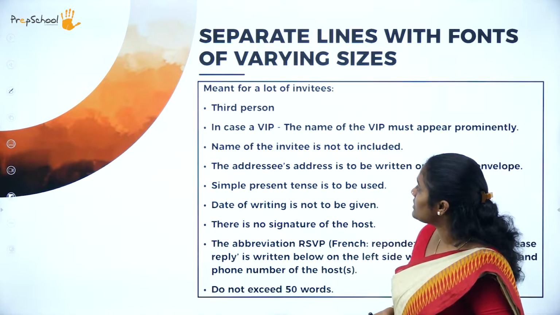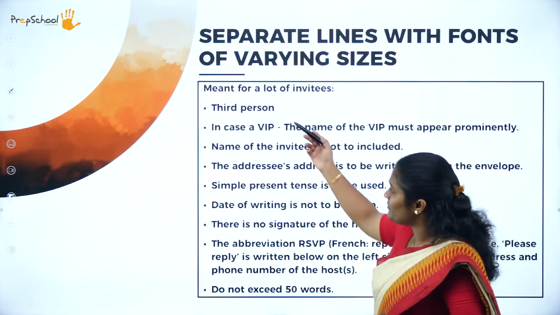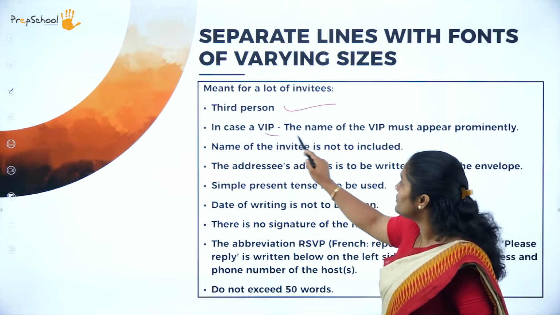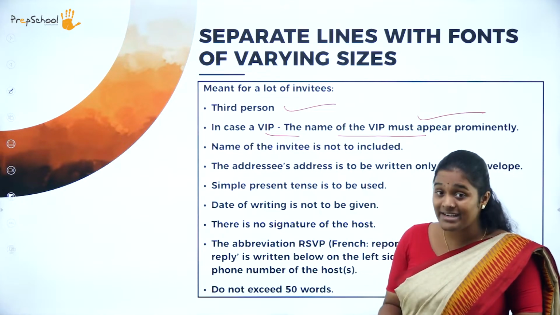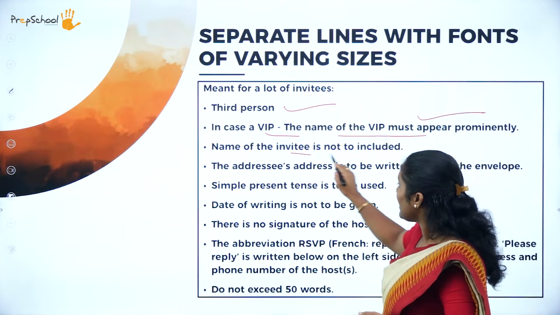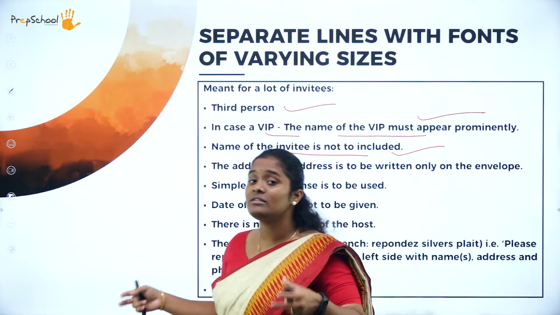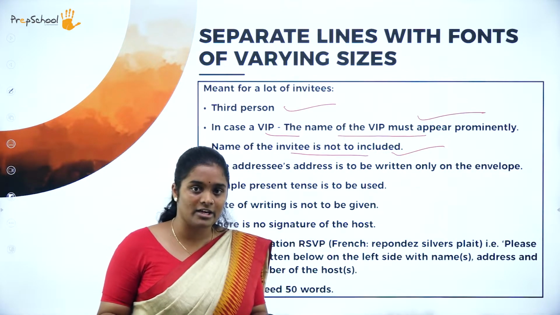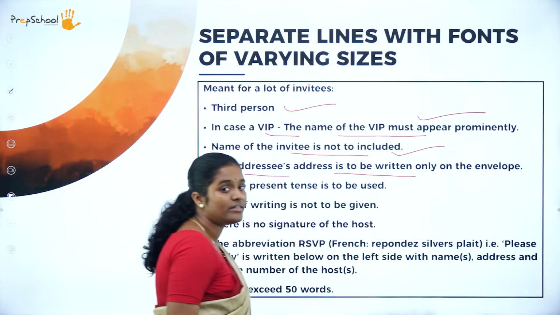So let's start with this: if the invite is meant for multiple people, then obviously it will be written in third person. In case of a VIP, the name of the VIP must appear prominently if there is a VIP attending this particular function and you are inviting many people. Name of the invitee is not included. Name of all the invitees can't be included in one card. Can it be? So no. The addressee's address is to be written only on the envelope.